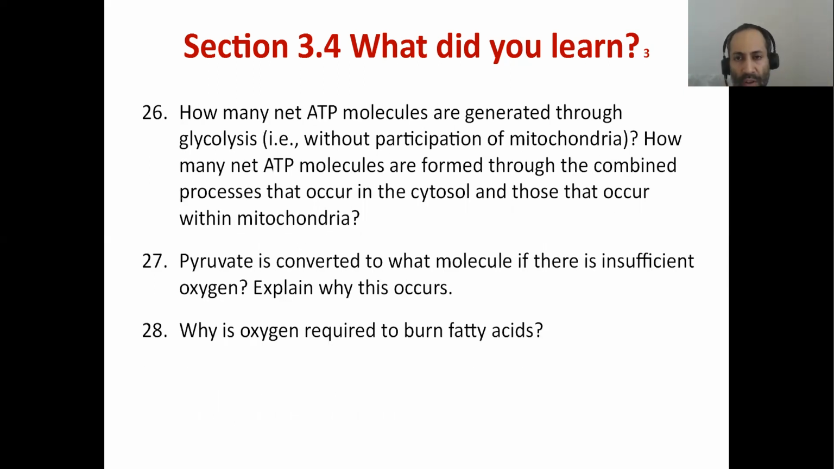How many ATP molecules are generated through glycolysis? Only two. How many net ATP molecules are formed through the combined processes that occur in the cytosol and those that occur within the mitochondria? 36 to 38 ATPs. Pyruvate is converted to what molecule if there's insufficient oxygen? Lactic acid. Why is oxygen required to burn fatty acids? Because oxygen oxidizes fatty acids. Beta oxidation is what it's called. And it also generates ketones on the side.